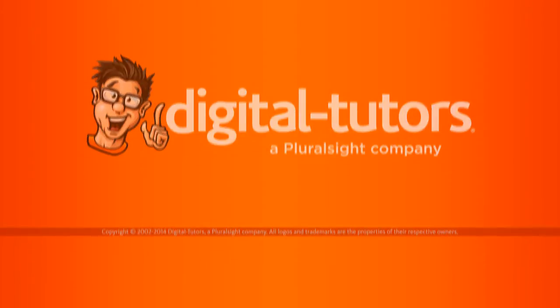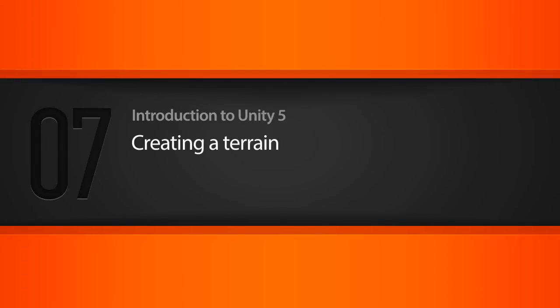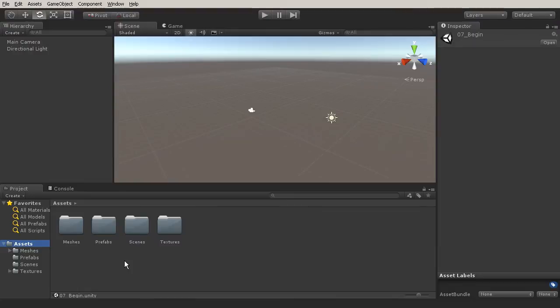In this lesson, we're going to learn how to create terrains. Alright, so let's go ahead and open up our scene. If you take a look at the Assets folder, I've created a new folder called Scenes. Inside of that Scenes folder, I have 07_begin. Go ahead and double click on that, and that will open up this empty project.